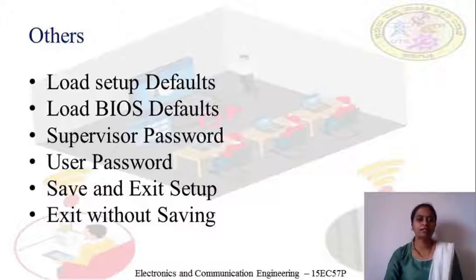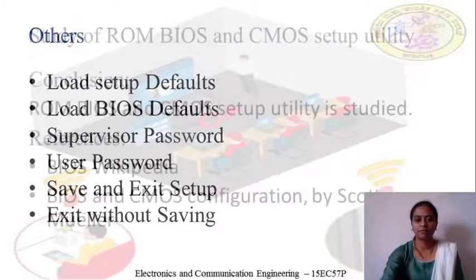Once all these settings and configuration have been done, the next thing is you have to save and exit the setup. There are two options available. One is you can save whatever changes you have made and exit. Otherwise, you can exit the setup without saving as well. So now we have learned what are the different setups available in CMOS BIOS setup utility.